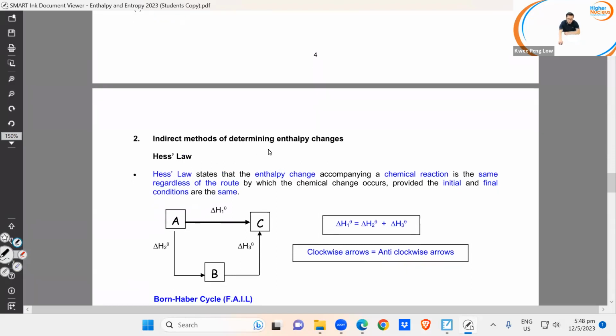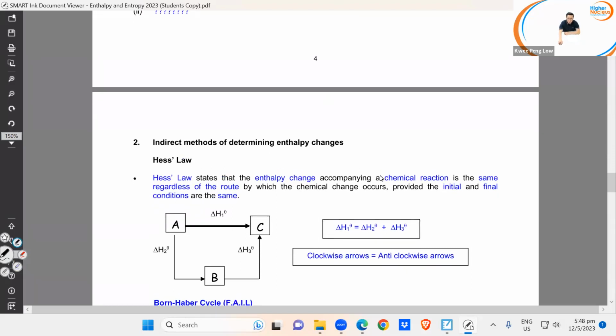Now, Hess's law says that for a reaction, the enthalpy change remains the same, regardless of what route you take, provided the initial and the final conditions are the same. So your initial is A, your final is C. From A to C, this is one step, denoted by delta H1. Or from A to C, my A can go to B first, delta H2. My B then goes to C, delta H3.